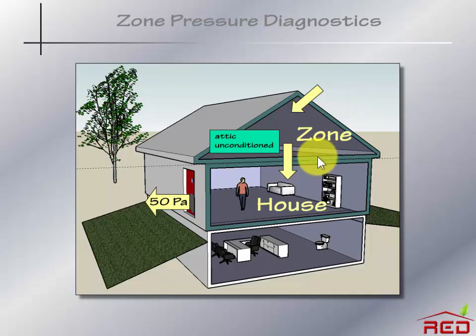That allows us then, if we have the whole house CFM 50 value, which we almost always do, to determine how much of that whole house CFM 50 value is going up through this particular zone in this example.